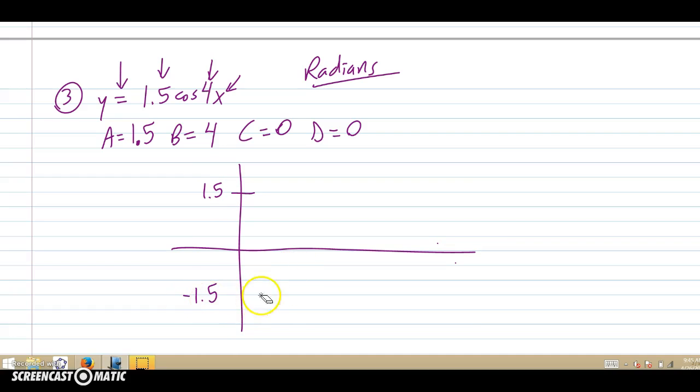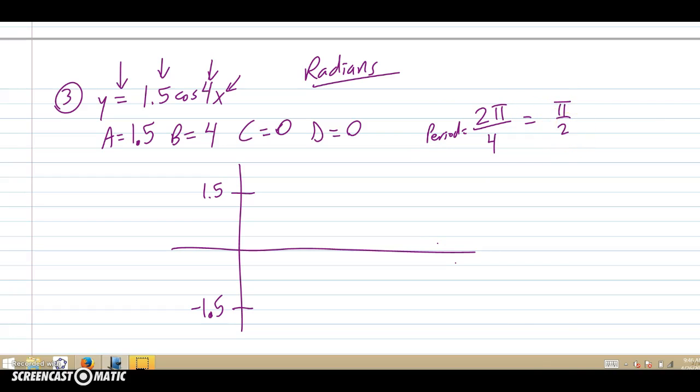I guess I went up 4 on the top, so I should probably go down 4 on the bottom. Again, try to be as accurate as possible, but we're not too picky here. I just want to make sure you can graph these. No left or right, no up or down, so we're good. B value, so I need to use the B value to find the period. So 2 pi divided by B gives us our period, which is pi over 2.